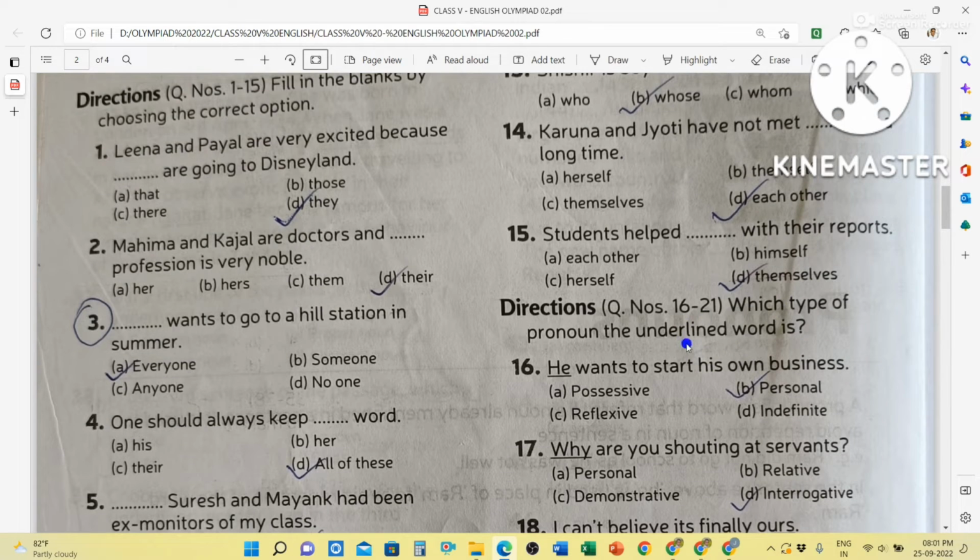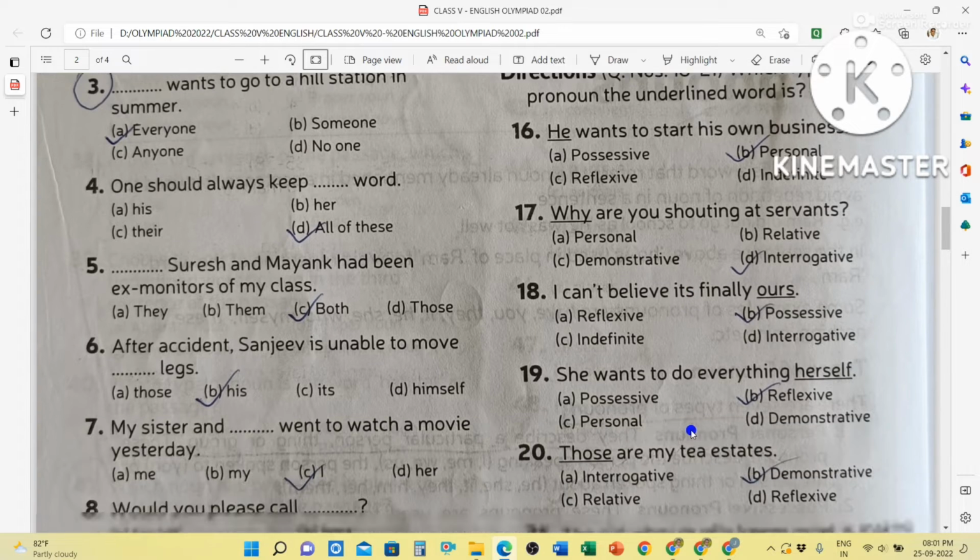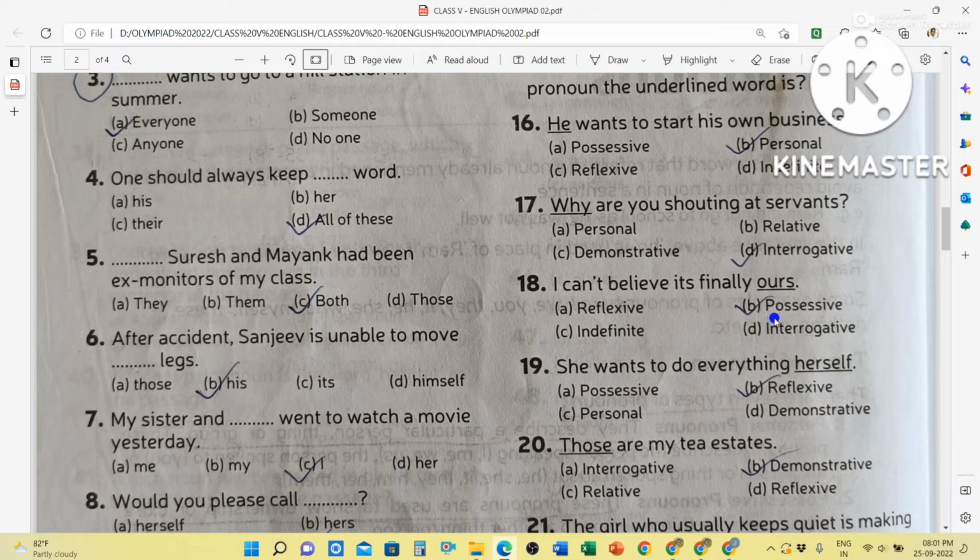Then which type of pronoun is the underlined word? He wants to start his own business. So he is the personal pronoun. Why are you shouting at servants? Here why is an interrogative pronoun because it is used to make a question. I can't believe it's finally ours. So here ours means possessive pronoun. It is supposed to show ownership.